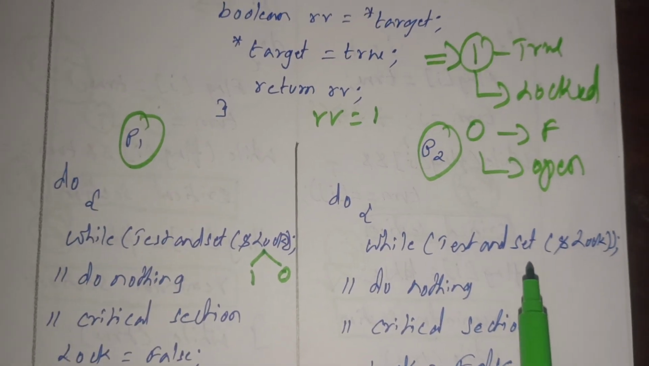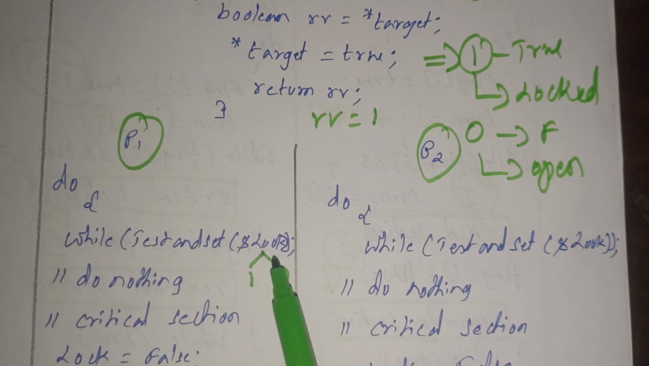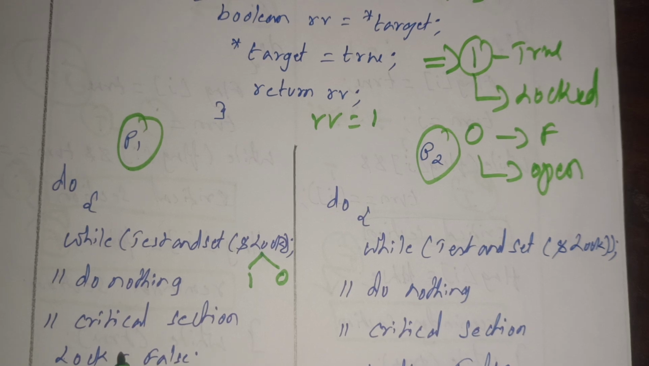I told you already, which is described here. One in the sense it is already locked and some other process is inside. Zero in the sense it is open and you are free to go in. Now say for example, check that.